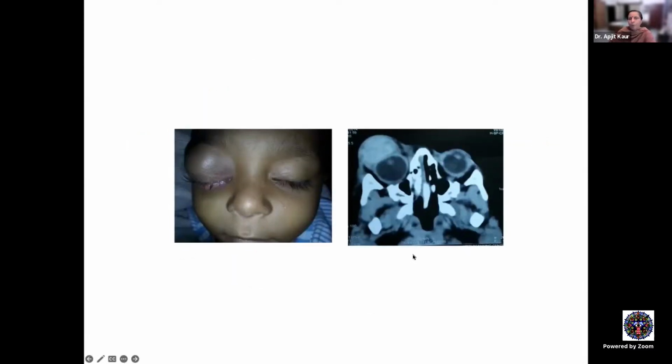Now look at this radiology. This child has come with a bulge. The first instinct is to say that, oh, proptosis. But it's not that. The eyeball is in its normal position. Look at this eyeball and look at this eyeball. They're both at the same position. This is a huge tumor, a vascular tumor in the lid.